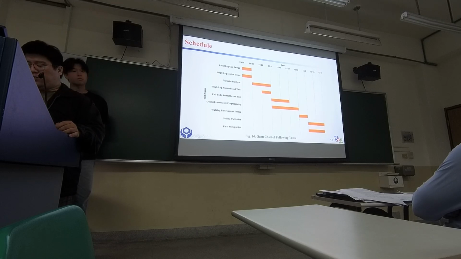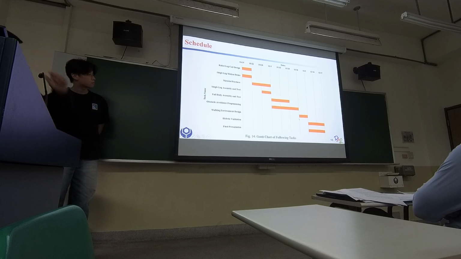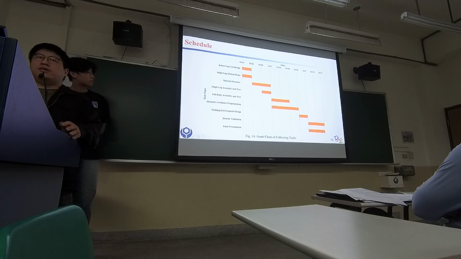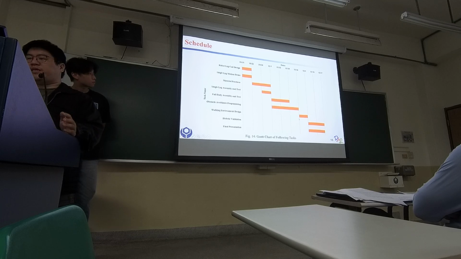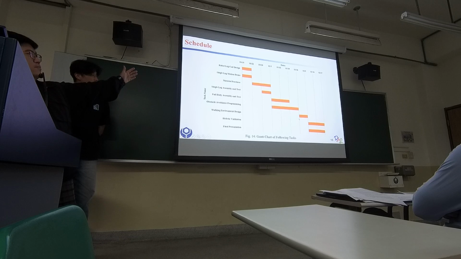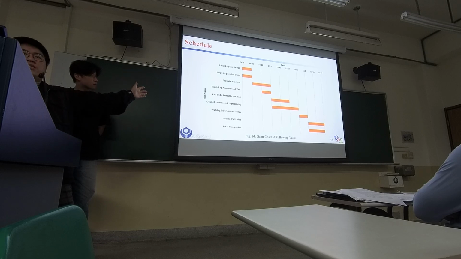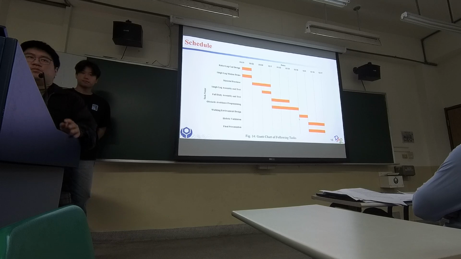Next, we have a clear plan that is described in a Gantt chart. So as you can see, our time distribution is not that compact. So we can do the tasks one by one, and we don't need to deal with a lot of tasks in a short time.